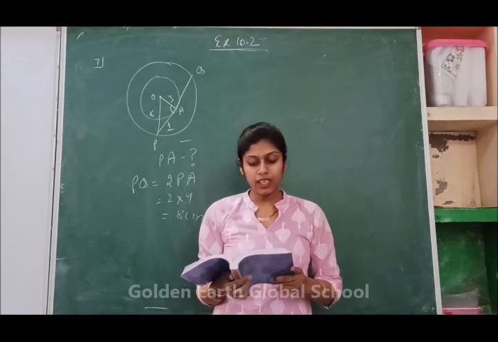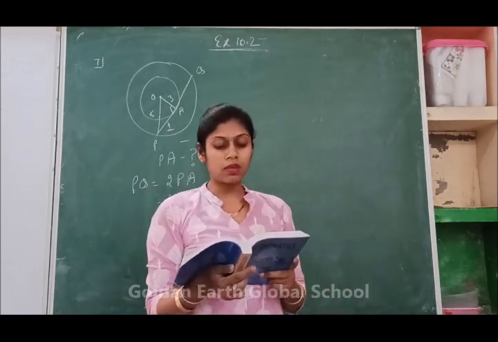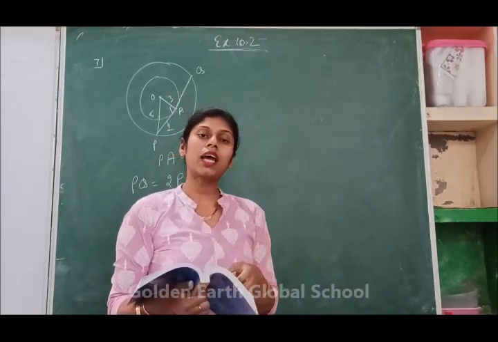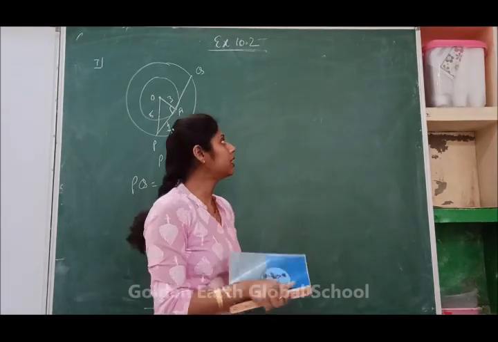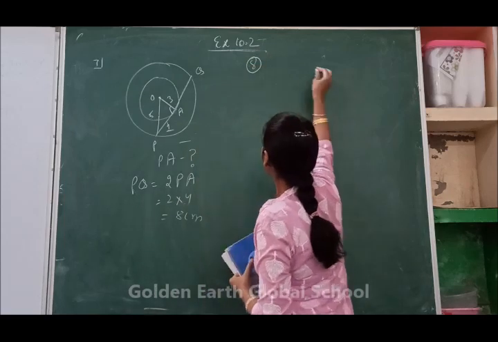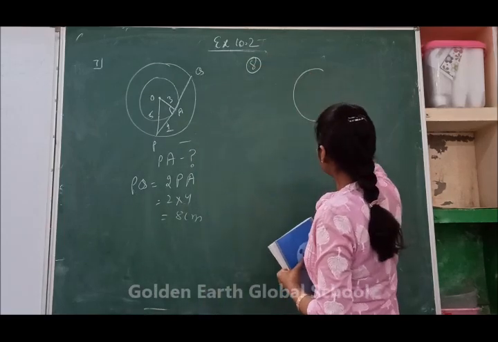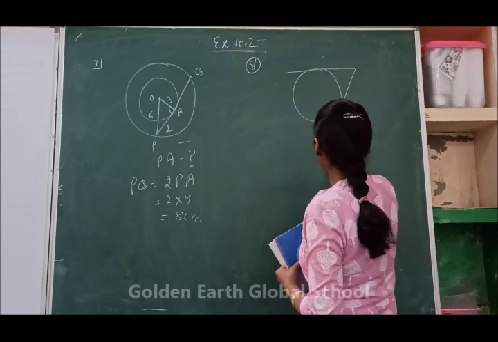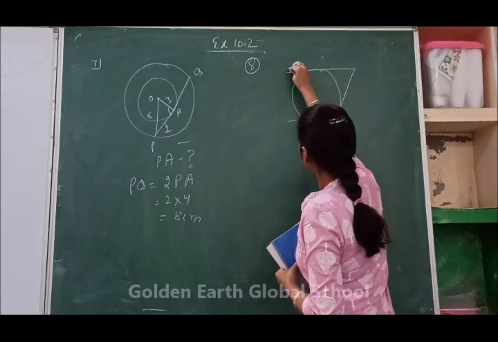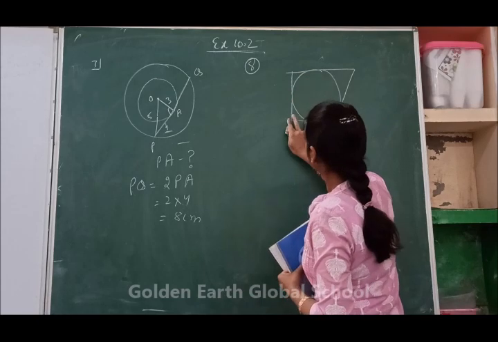A quadrilateral ABCD is drawn circumscribing a circle. Circumscribing a circle मतलब एक क्वाड्रिलेटर है, वो सर्कल को अपने अंदर ड्रॉ कर रही है. सर्कल है और इसके बाहर क्या है? एक क्वाड्रिलेटर. क्लियर?